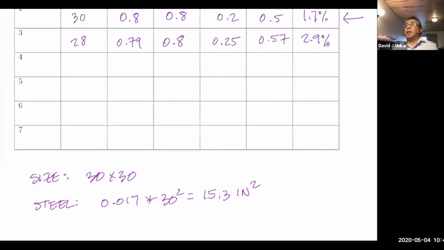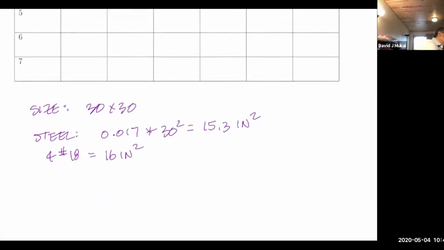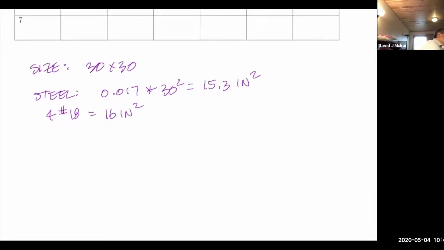So 4 number 18s. Oh, where's my pencil? A number 18 is 2 square inches, 4 square inches. It's 2 by 2. It's equivalent of a 2-inch square rebar. Okay, so 4 number 18s. Okay. It's 2 per side. That obviously will fit.